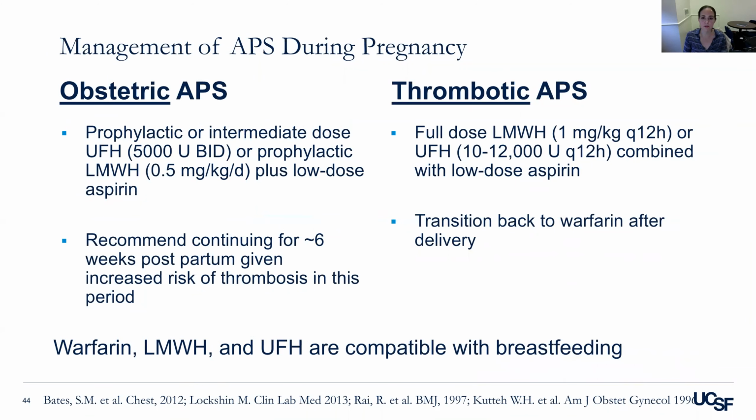So the important things to know is that the dosing of heparin that's recommended varies depending on whether a patient has had obstetric-only APS or thrombotic APS with either venous or arterial thrombosis. So you can see here on the left column, in patients who've had obstetric APS, we use prophylactic dosing of unfractionated heparin, or more commonly in the United States, low molecular weight heparin, plus a low dose aspirin.